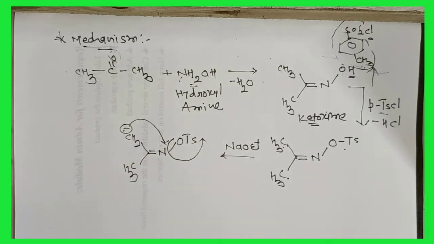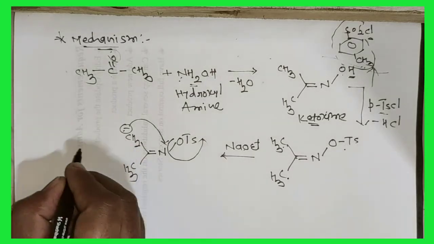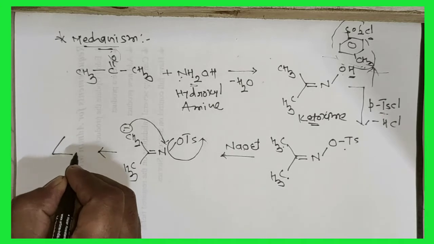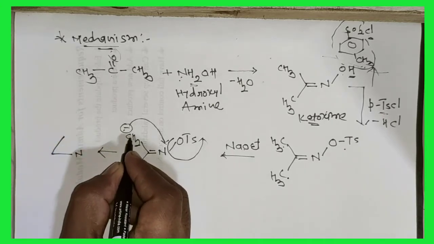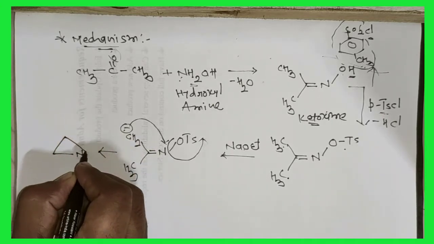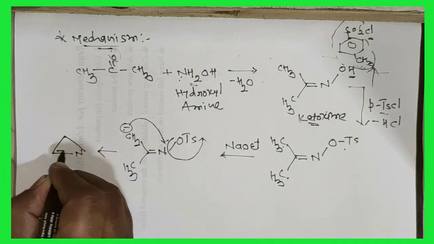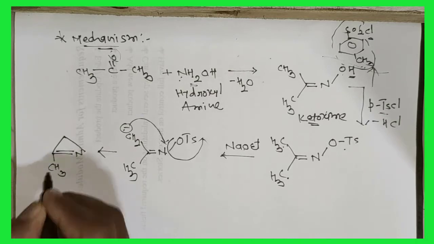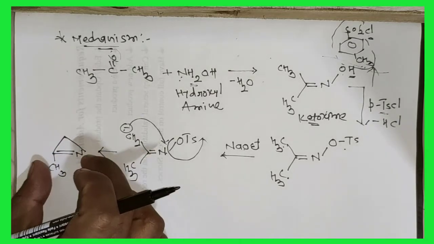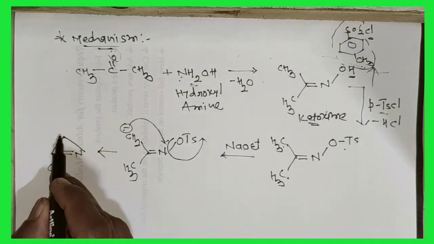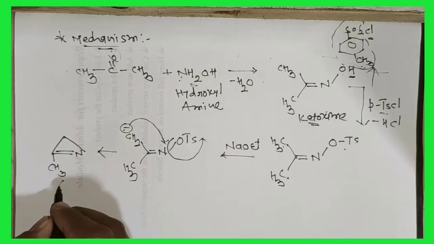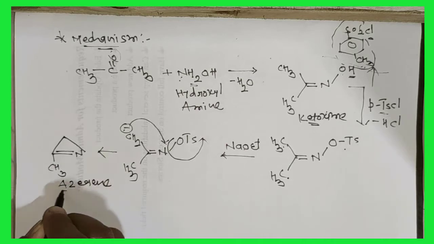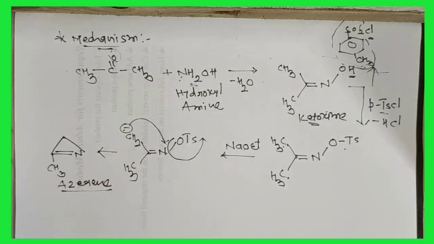Now it is converted to a 3-member ring. Here nitrogen as it is. Now this carbon is attached with this nitrogen. This carbon and this one are doubly bonded, and this carbon is attached with the methyl group. So this is a 3-member ring. A 3-member ring having nitrogen as a heteroatom is known as azirine. Azirine. Okay.